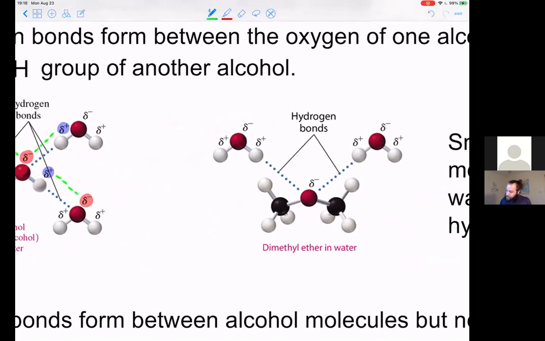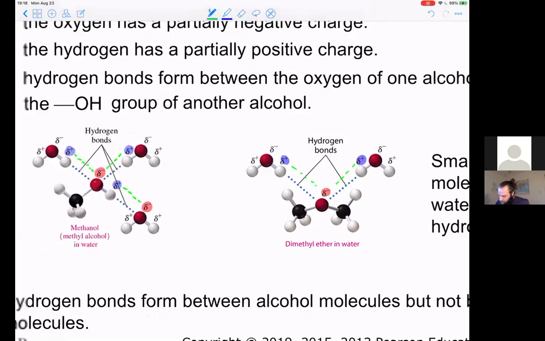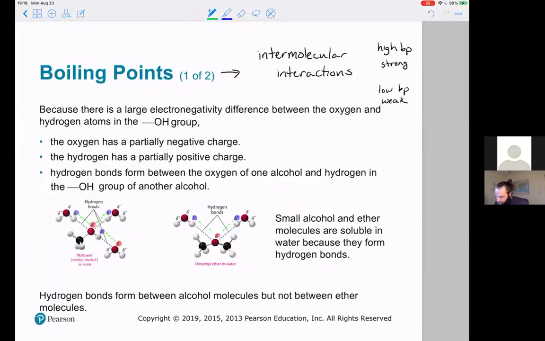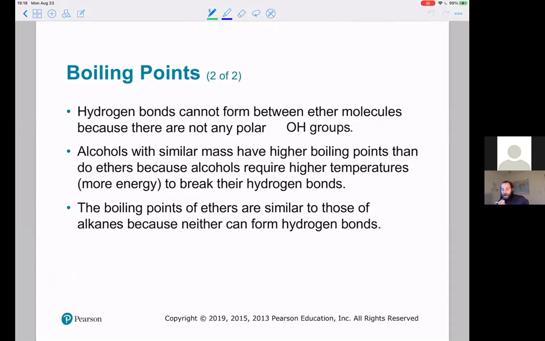If we go to ethers, they have that oxygen, so they can accept these hydrogen bonds, right? So they have that negatively charged oxygen. They can accept hydrogen bonds from neighbors, but they don't have any hydrogens. Okay, so they're a little bit stronger in terms of intermolecular interactions than just an alkane, but much weaker than an alcohol. So we'll see alcohols with similar masses have higher boiling points than ethers, and alkanes are way lower.